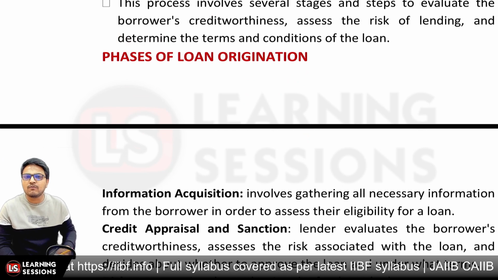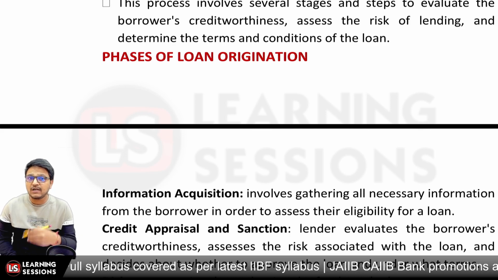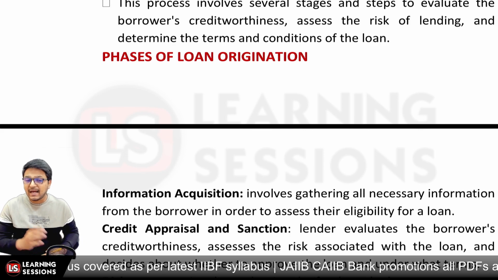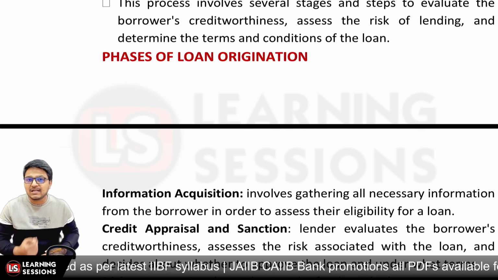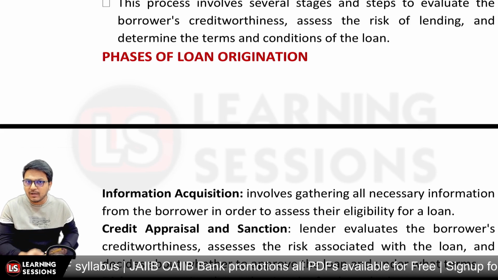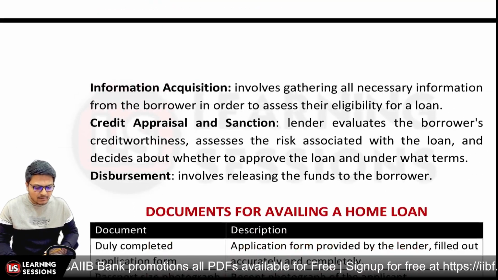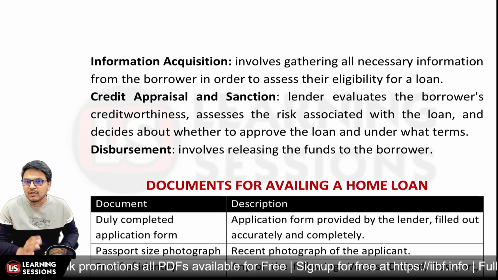First of all, it's related to information acquisition. Now, information acquisition is related to whatever different information may be available, and we need to gather all the necessary information. We can ask the borrower to give a particular document, or must be providing us the related document or particular information, so that we can look into it.